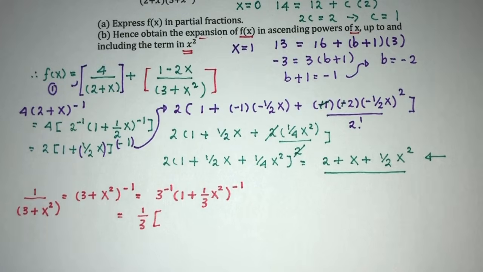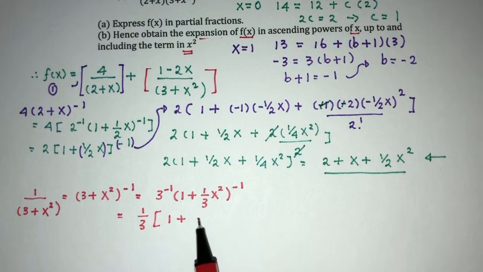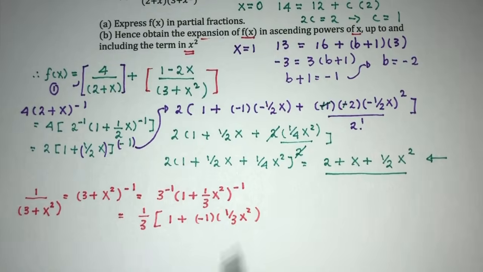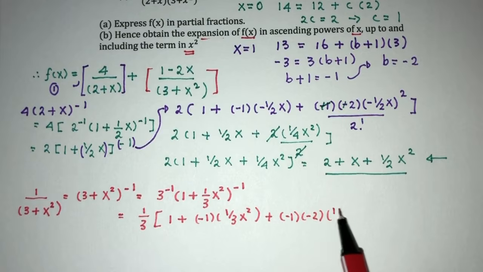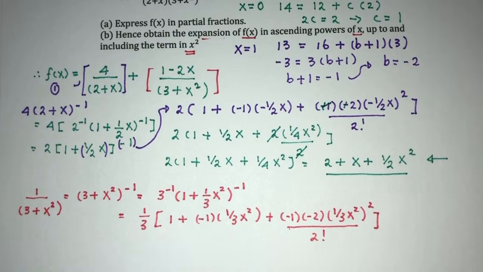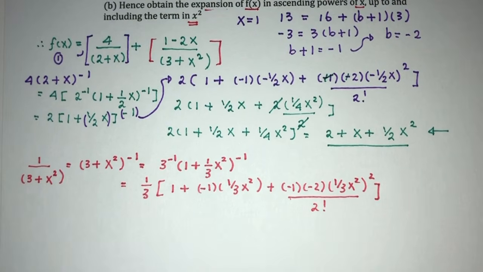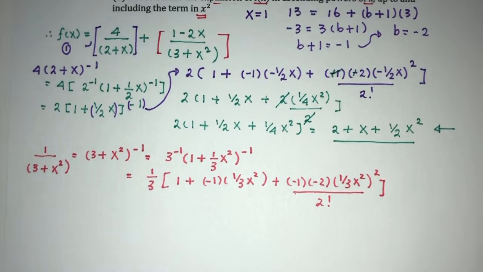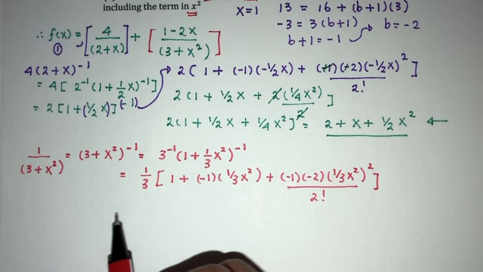And the rest here we have to use the formula we have. Again, that will be 1 plus minus 1 times 1 over 3 x squared. And then plus minus 1 times minus 2, 1 over 3 x squared over the value of 2 factorial. Again, how do I know this? It is just a formula we have to use for this kind of expansion when the power is negative or a fraction, and we have to simplify one by one. So let's see what can we do here.